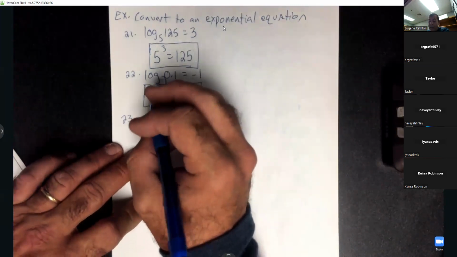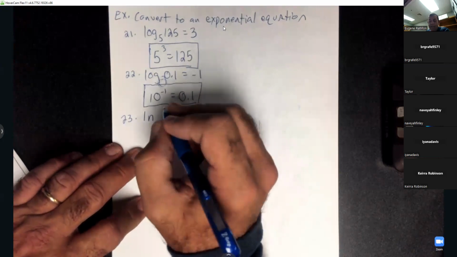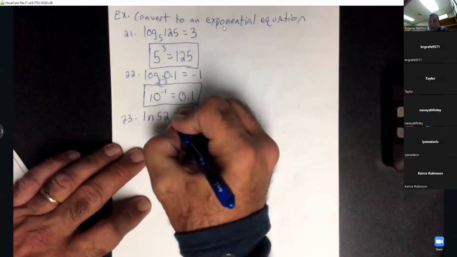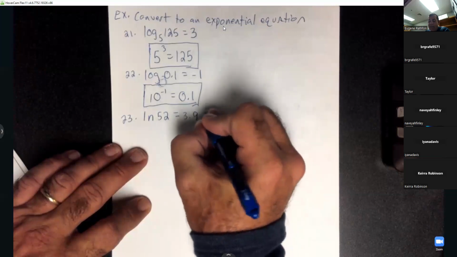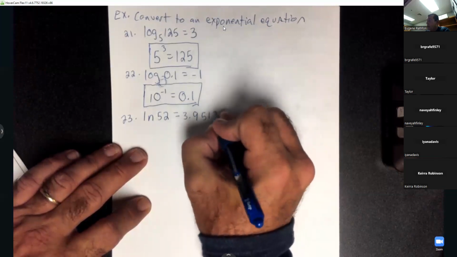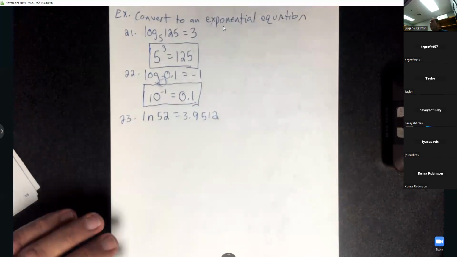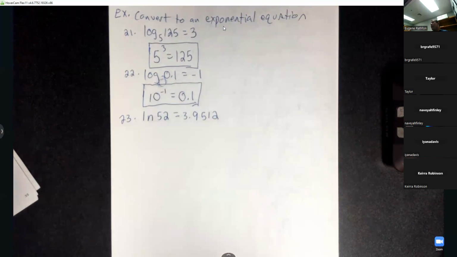Oh, and here we go, LN of 52 equals 3.9512. So y'all, how about this one? What would your base be for your exponential?